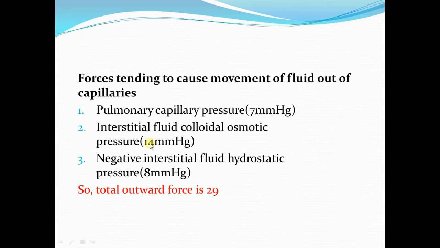Now we are going to calculate the net filtration pressure. For this we have to sum up the net outward forces and the net inward forces. As we just talked, there are three outward forces: the pulmonary capillary pressure, which is 7 millimeter of mercury; interstitial fluid colloidal osmotic pressure, which is 14 millimeter of mercury; and negative interstitial fluid hydrostatic pressure, which is 8 millimeter of mercury. Summing up all three forces, we get 29. So 29 millimeter of mercury is the net outward force.